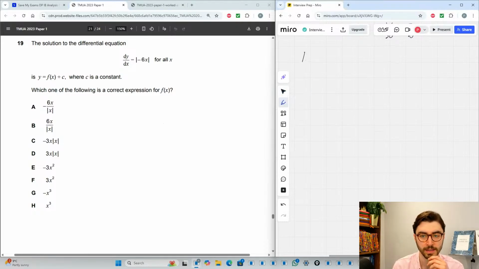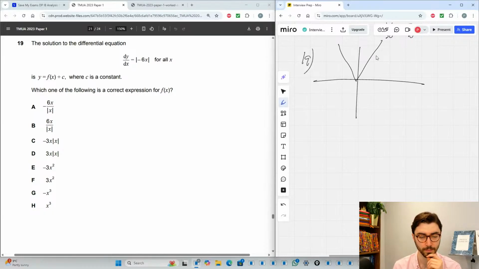So 19, solution to the differential equation, that is that. Which one of the following is the correct expression for f of x? Let me draw this out. Minus 6x. Well, y equals minus 6x. I have a negative gradient like that, and then go like that. And that's what the gradient is.